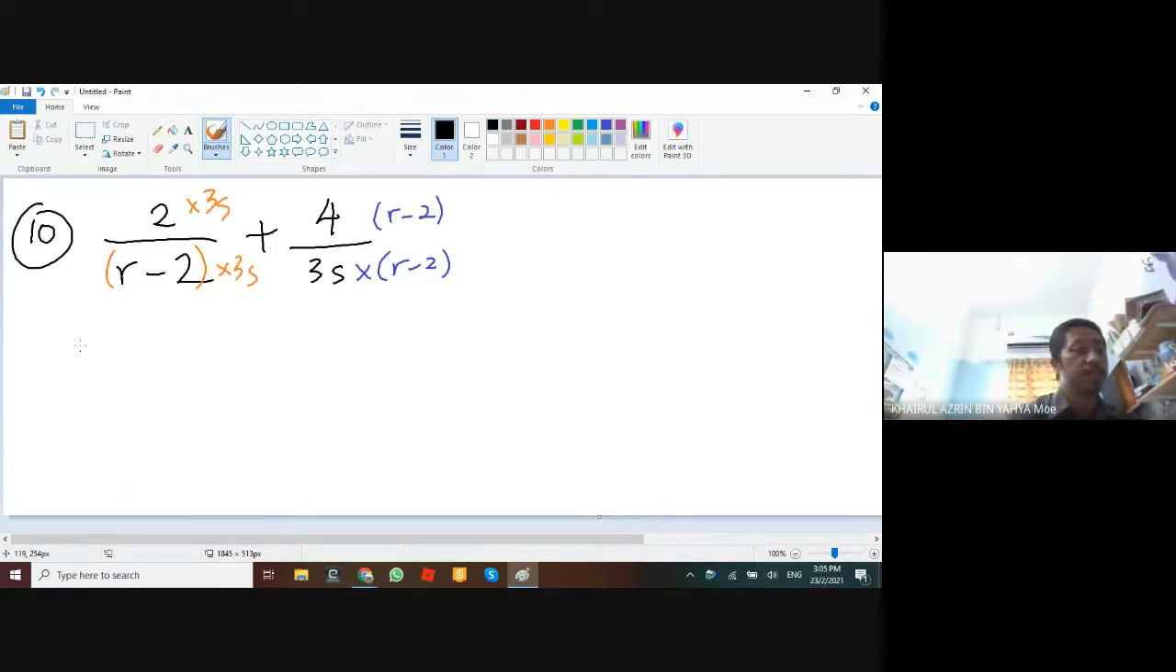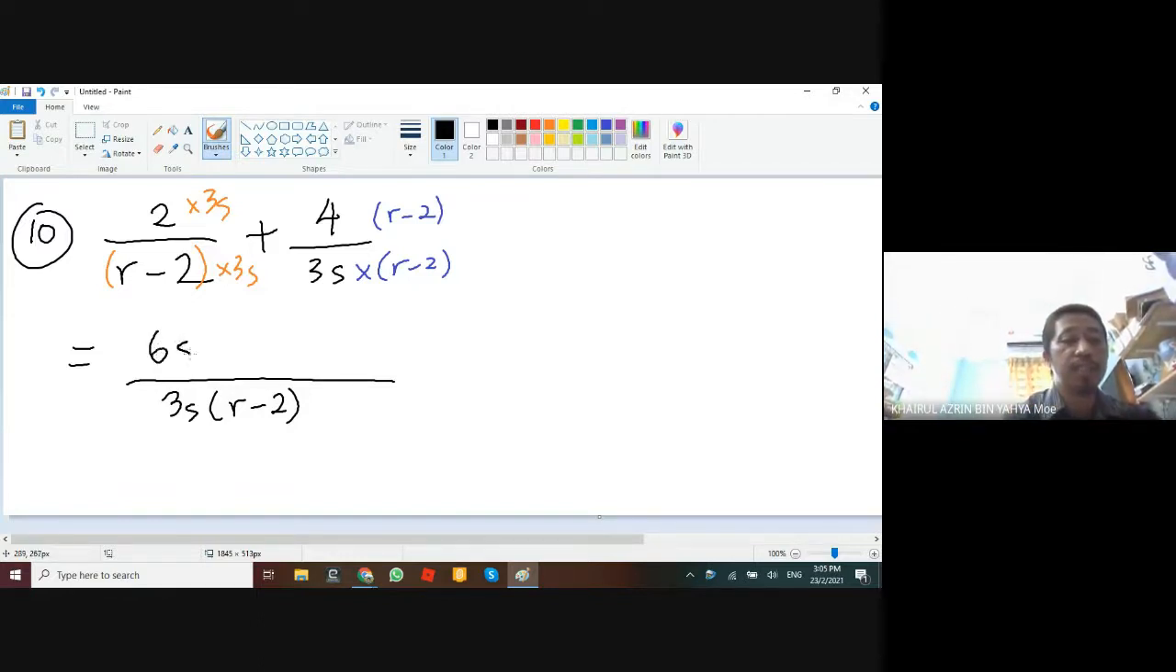Okay, next. Draw a straight fraction here. And here we can write 3s, the second denominator, times r minus 2. On top, 2 times 3s equal to 6s plus, maybe I expand, 4 times r is 4r, 4 times 2 is 8, minus 8. Okay, however, we still have bracket.